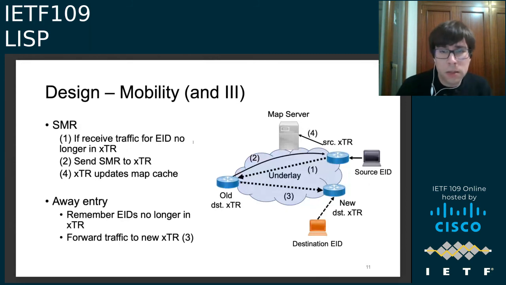Basically, what we do is we use the LISP SMR. If an XTR receives traffic for an EID that is no longer in this XTR, it sends an SMR to the origin XTR so it can update its map cache. And how does this XTR know that the EID is no longer connected? Well, we have the other mechanism, the away entry, that basically remembers this information. And the away entry also tells the XTR to forward this traffic to the new XTR. So it's what you can see here in the graph. Basically, the away entry, instead of dropping traffic for an EID that is no longer present, forwards it to the new XTR.